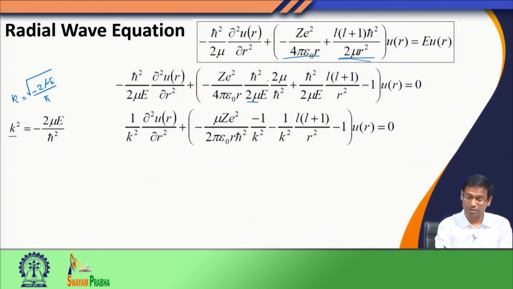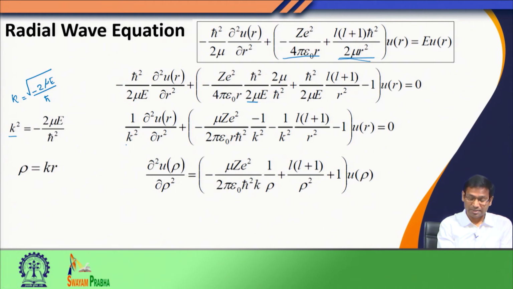So, you can see that the 2 and 4 have cancelled out, and I am left with a 2 here. When I look at the second, the centrifugal term, I see that h bar square over 2 mu E has been changed to minus 1 over k square because of this definition, and then we have written down this equation.